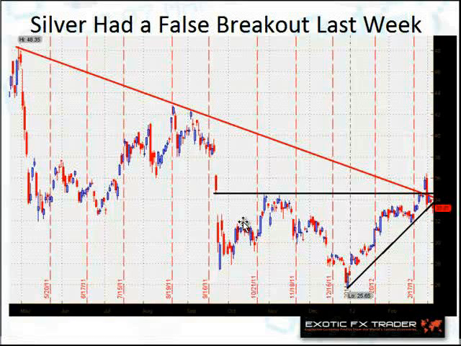So that's how I use silver. If I think silver is going to drop, I tend to buy the dollar against other currencies in the forex market.